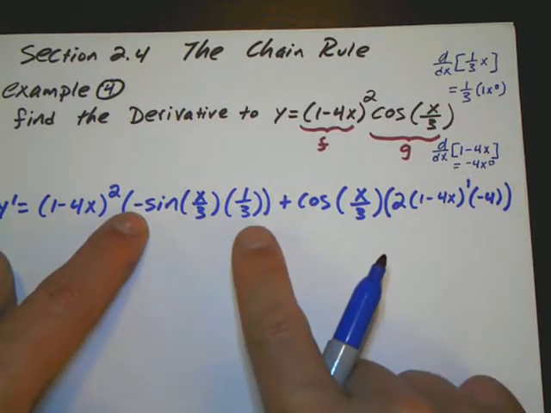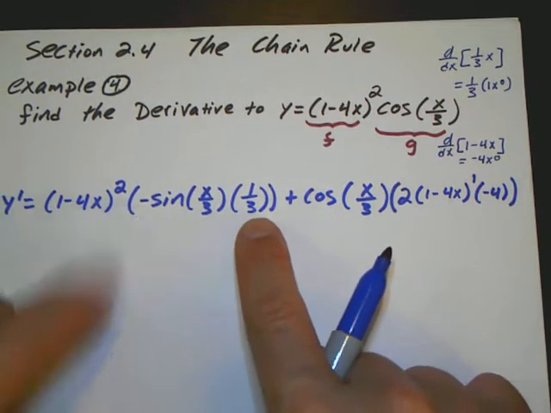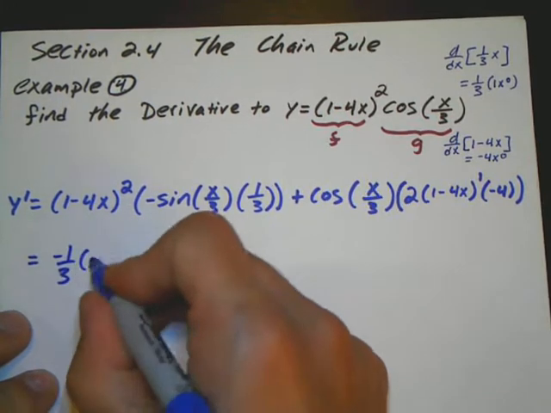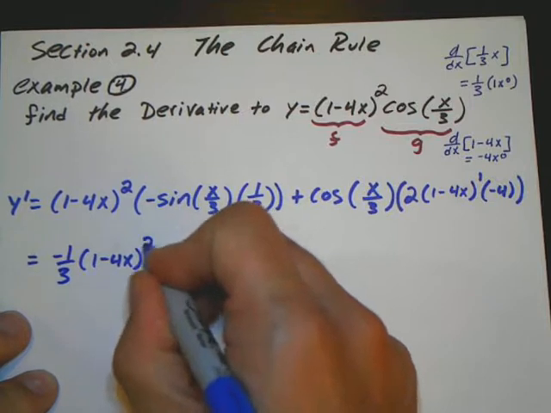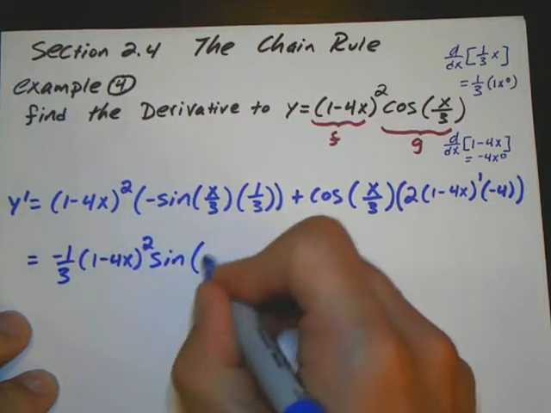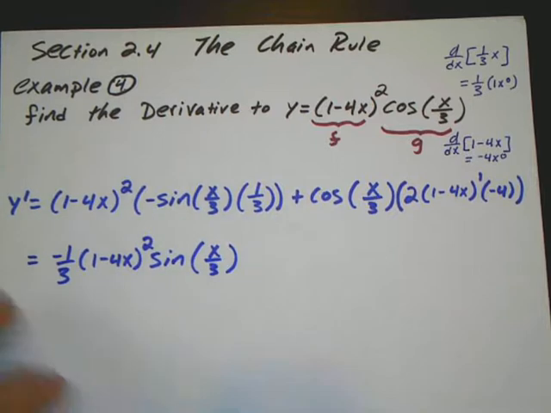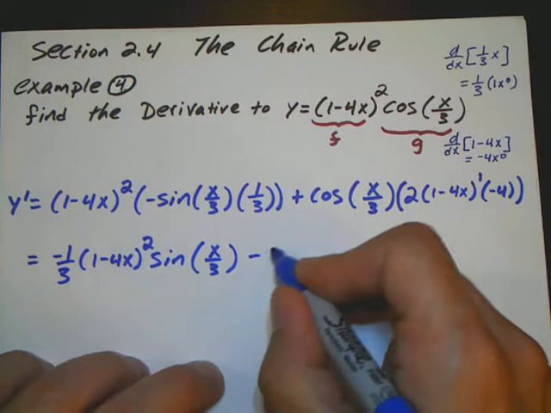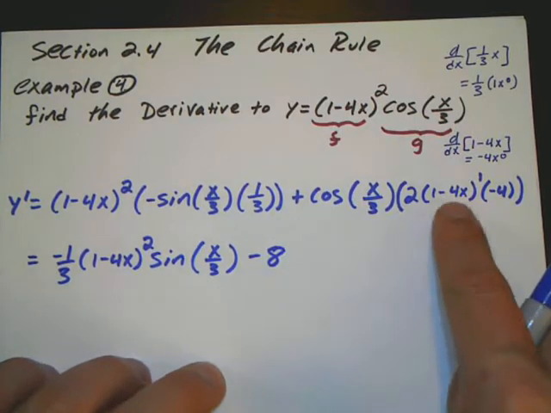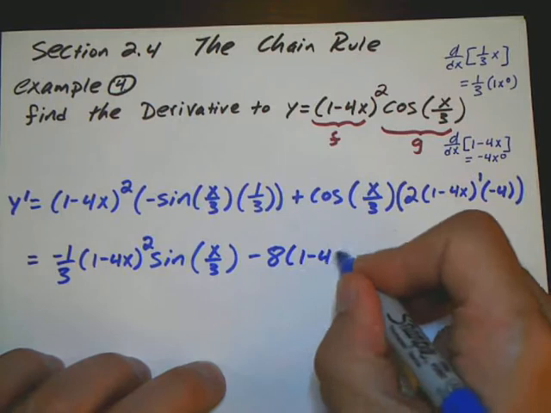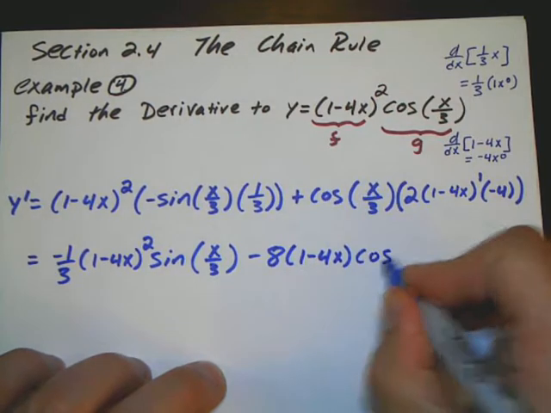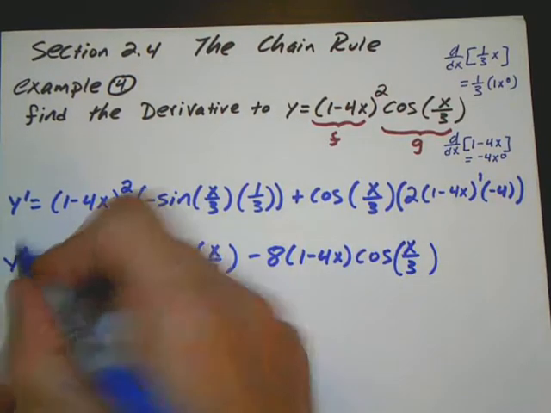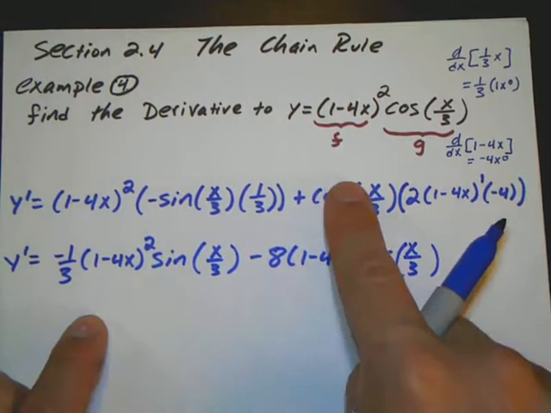The first part I have a negative sign and I have a 1/3, so I can multiply these two together to get negative 1/3. Then I'm just going to put 1 minus 4x quantity squared and then sine of x over 3. The next piece I'm multiplying a 2 and a negative 4 together, so it's going to be negative 8. And then I'm just going to pull this 1 minus 4x in front of the cosine. And then it's going to be times cosine of x over 3. And this bizarre looking expression is in fact the derivative of what we were given.